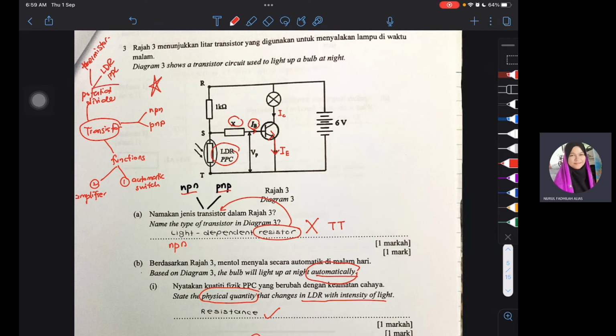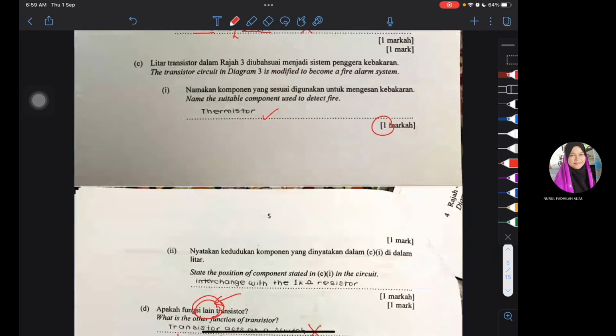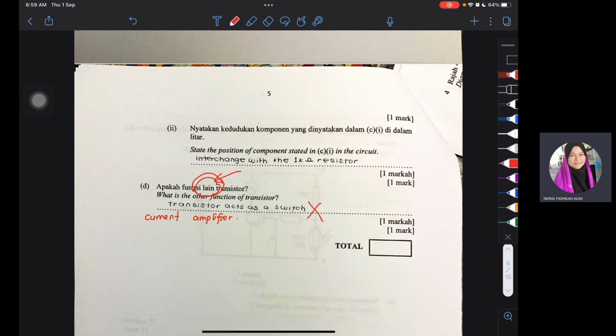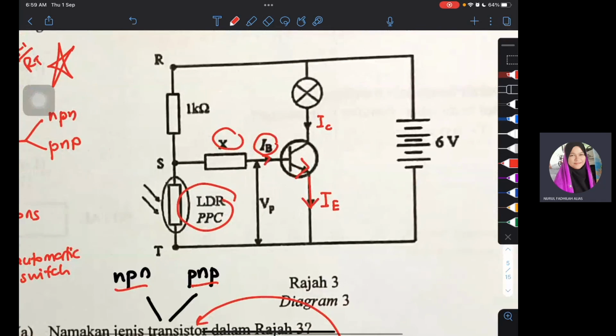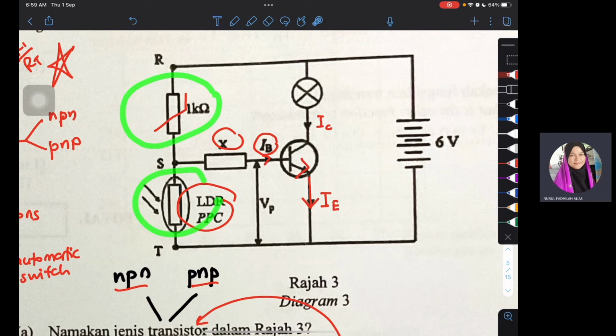Ni ada formula dia. V total ni. 1/V total dengan R1 over R total. Okay. Take the position of components stated in the circuit. So kalau kita buat ni circuit untuk detect api, kita nak letak kat mana? So kita letak di sini. Ini akan jadi, ini simbol termistor. Jadi termistor tu kita letak kat atas, tak boleh letak kat bawah. Kalau letak kat bawah tak jadi. Ni awak tak payah hafal lah, tapi kita tahu.